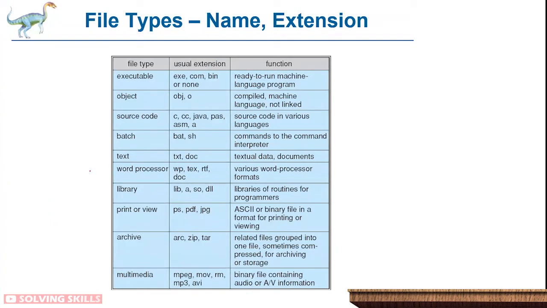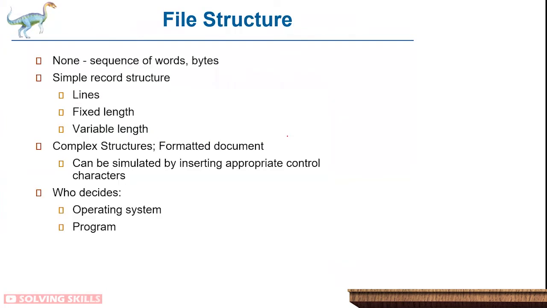Then there are many different file types that you always see inside your operating systems, like the txt file, the jpg file, or the avi file. We see all of these files so many times when we are using operating systems. Then there is file structure. If there is no file structure, then it is just a sequence of words or bytes, and you are responsible for deciding which part will represent what.